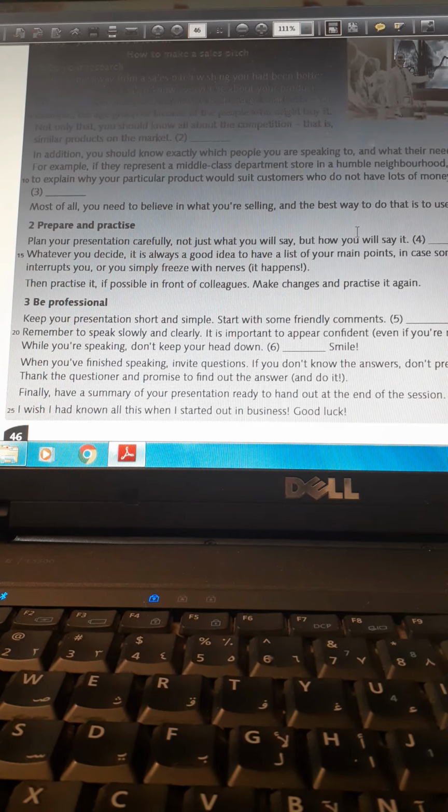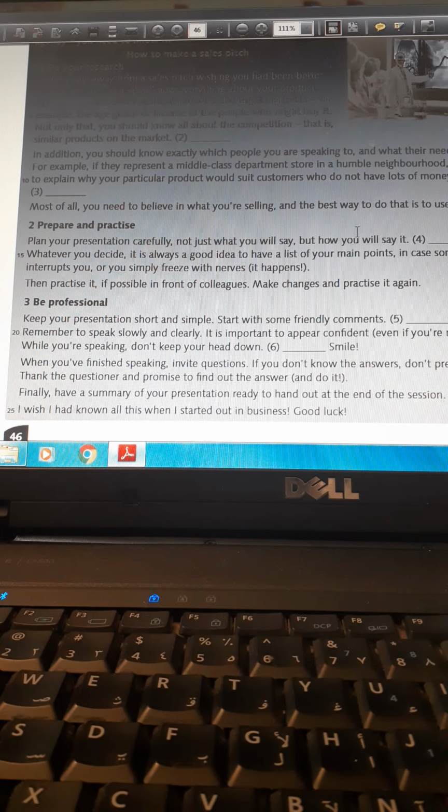It's important to appear confident. Even if you are nervous, you have to keep control of your voice tone, of your body language. Even if you were nervous, you have to appear confident. While you're speaking, don't keep your head down.